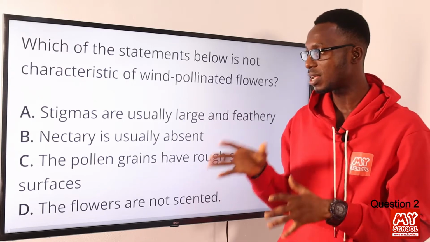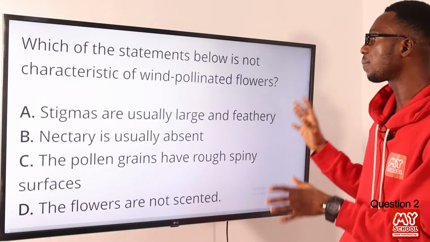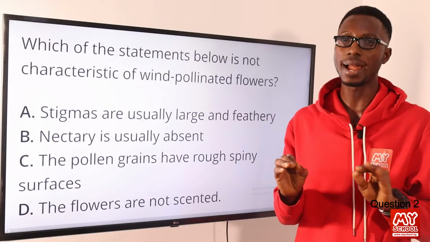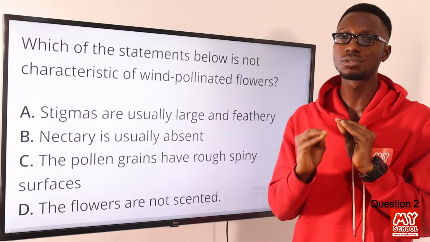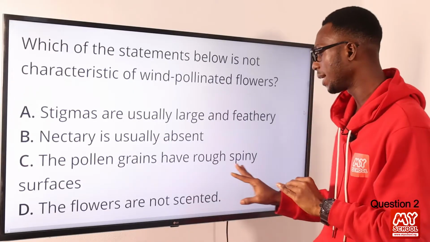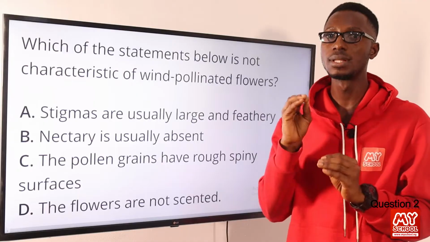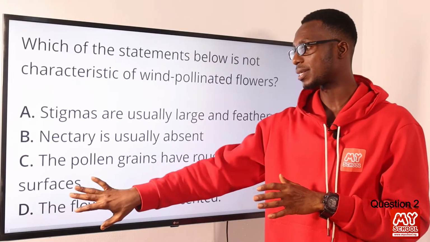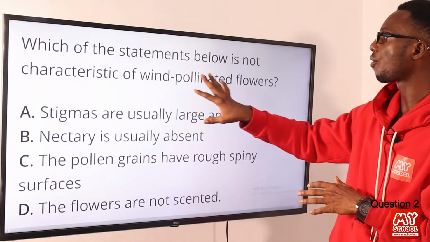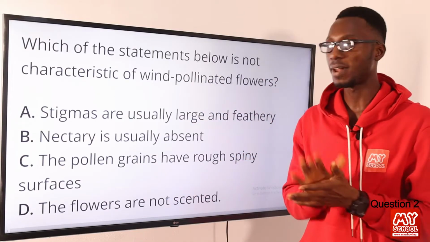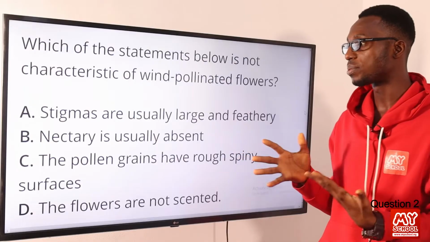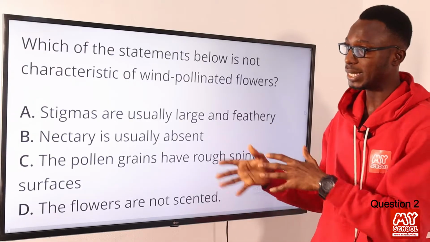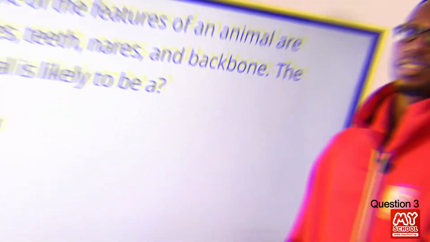This is incorrect. We know that pollen grains of wind pollinated flowers are small, light, dry, and have smooth surfaces, not spiny surfaces. So this option is not a characteristic of wind pollinated flowers. So the correct option is option C. The pollen grains have rough spiny surfaces. Option C is the right option.